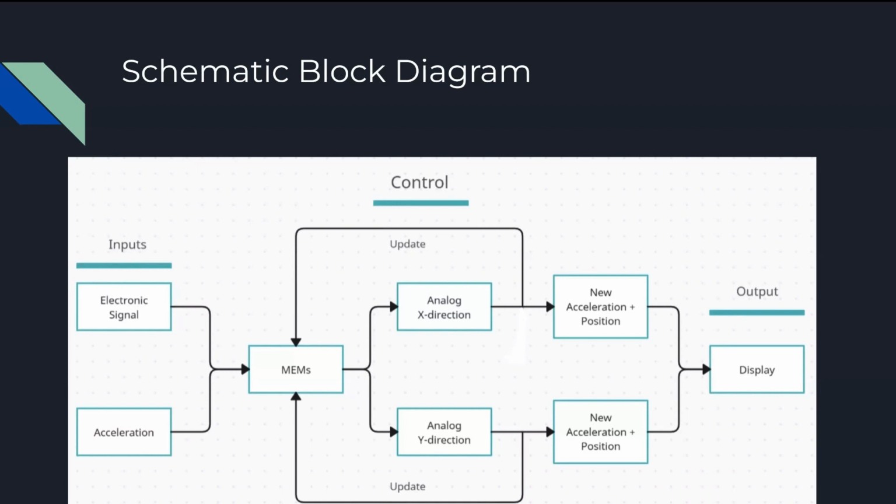Under the inputs, we have the electronic signal sent to the computer, as well as the acceleration of how fast the mouse and sensor were moved. This is received by the MEMS, which processes the inputs in order to determine the current position of the cursor and the direction to be moved, which then provides the new position and acceleration of the cursor. The new and current positions are fed back to the MEMS in order to know where the new start position will be. The output is the display, which is the movement of the cursor on the screen, which we are able to see and change.